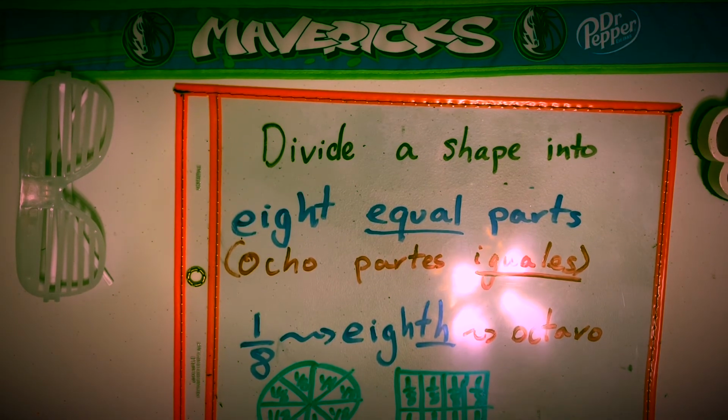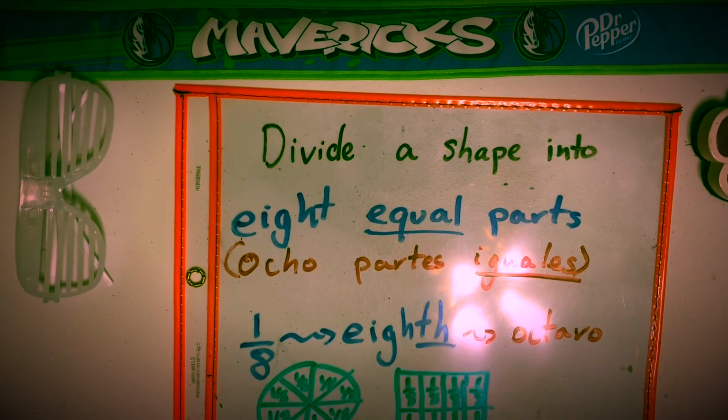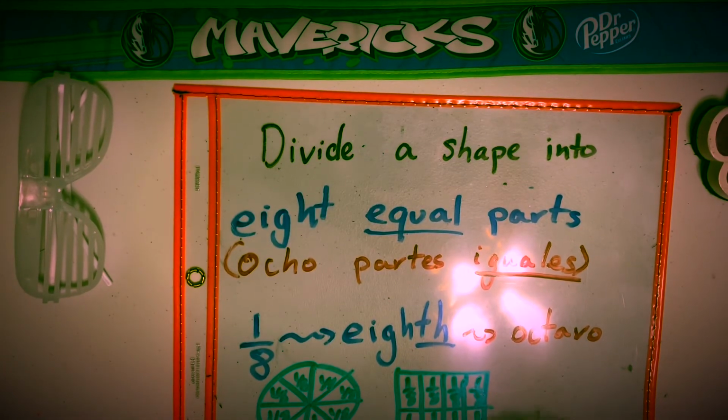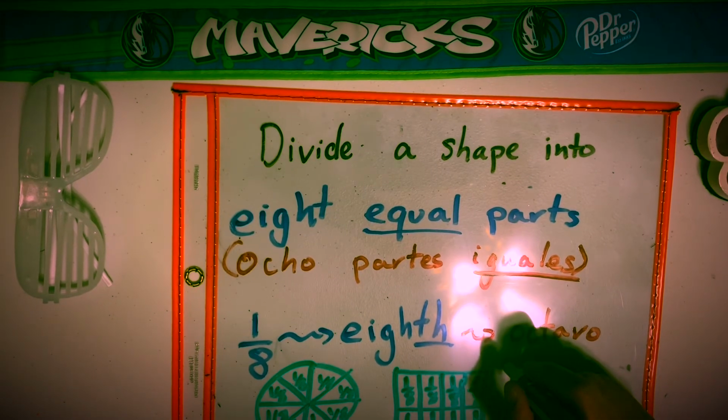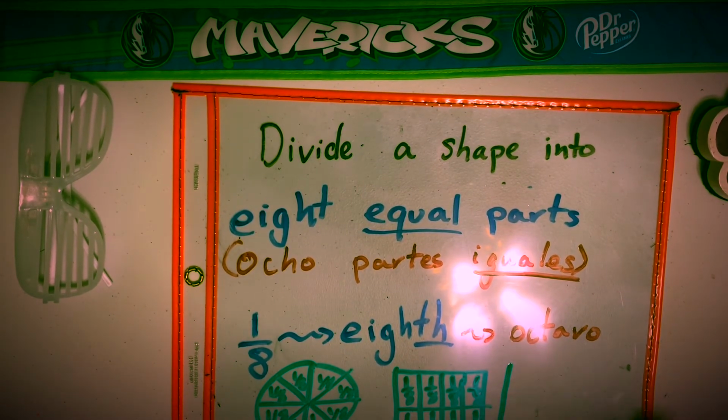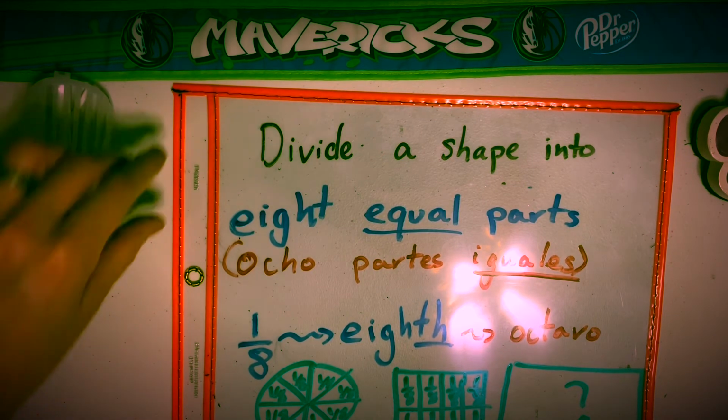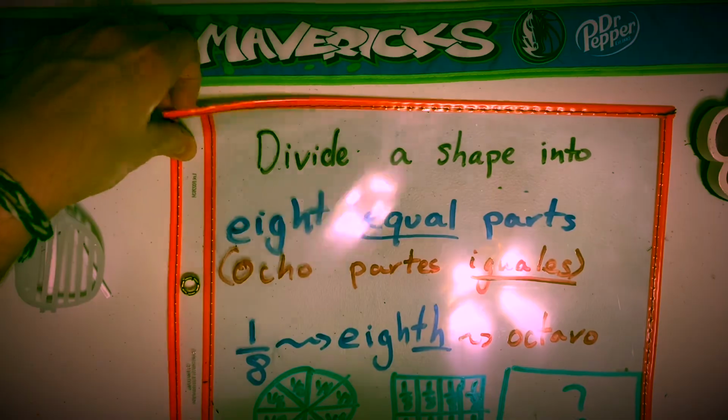So this is what I did today. You're going to do the same thing as yesterday, but instead of doing fourth, you're doing eighth. I want you to divide me a rectangle into 8 equal parts. Understood? Good. This is all for today.